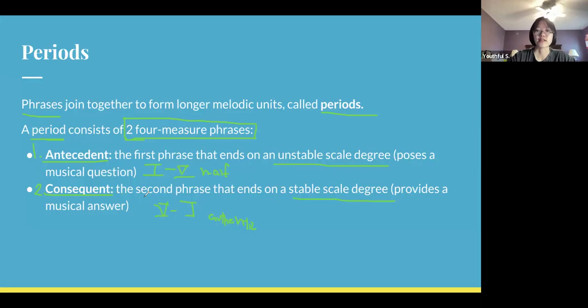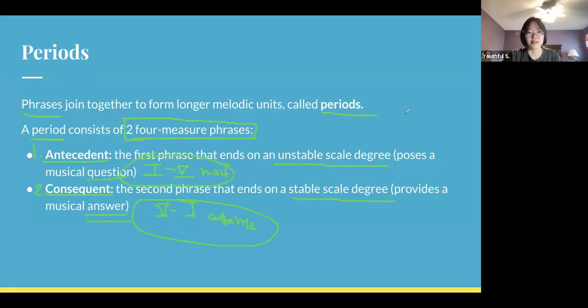And this second phrase ends on that stable scale degree, so it makes you think that the music is finished, and basically it provides the answer. So the first phrase in this period is a question, so it sounds unfinished. And then the second phrase is the answer, called the consequent, and it makes it sound finished, which is authentic.